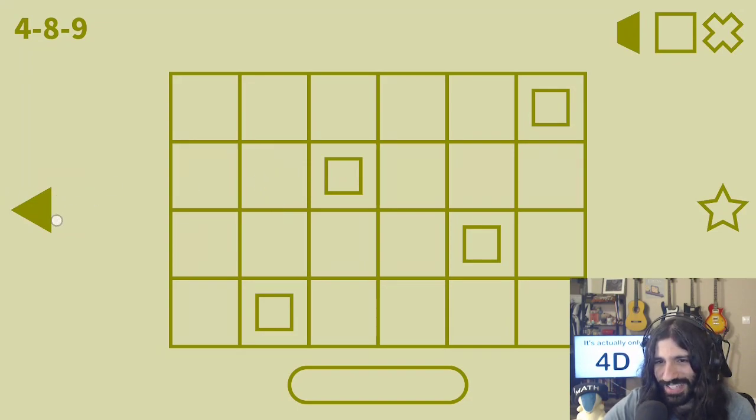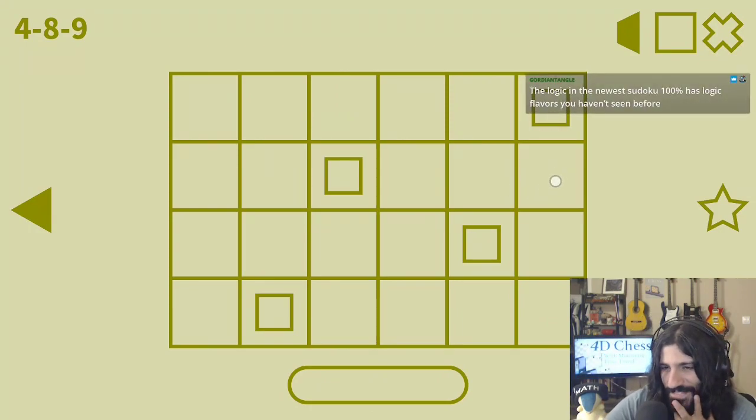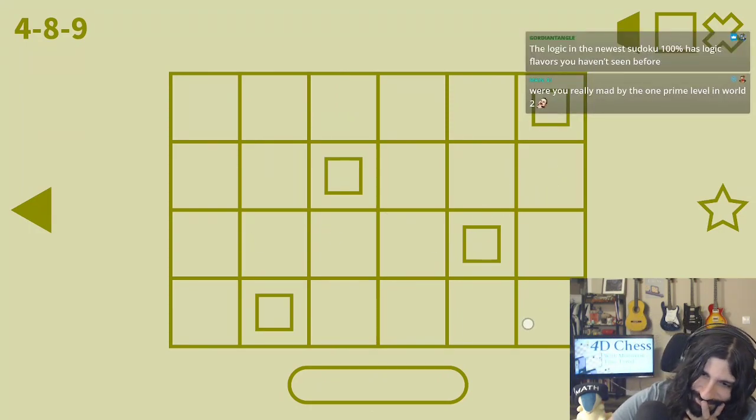What was the rule? You're right, it was the two zones that add up to the third zone. Okay. What are you doing here?